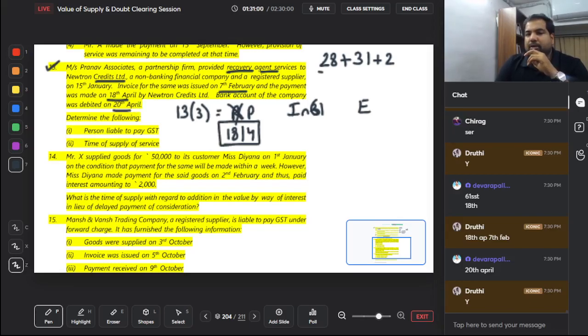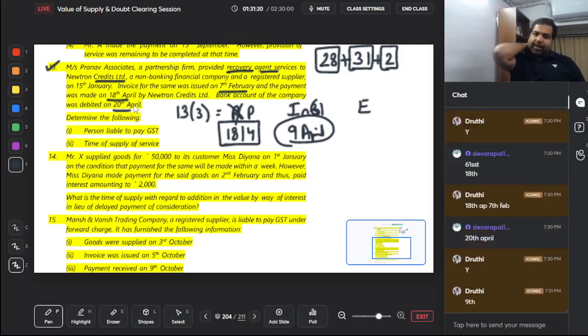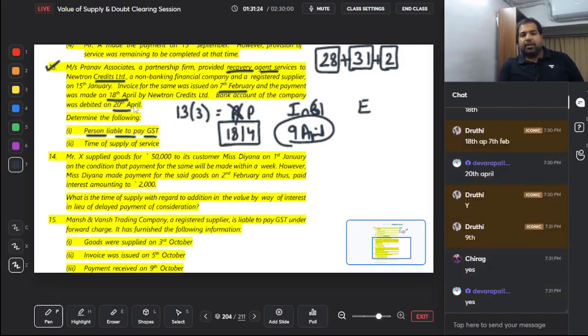7th Feb to 7th March is 28 days. 7th March to 7th April, 31 days. But this is only 59. We want to go till 61. So this is 9th April. So 9th April or 18th April, which is earlier, guys? 9th April. Check, guys, check. Is this the right calculation? Yes. Who is the person liable to pay GST? It's under RCM. So Neutron Credits has to pay. And what is the time of supply? 9th April.